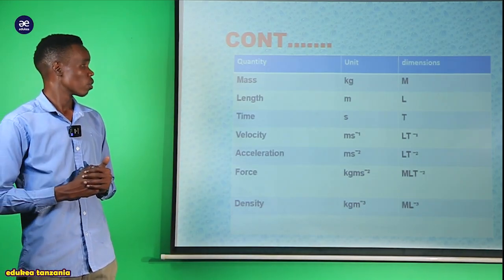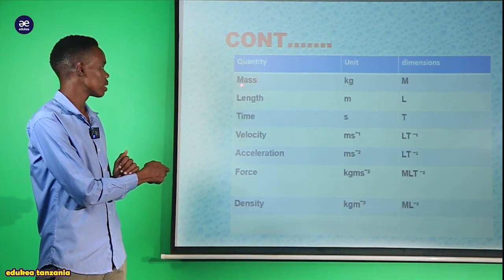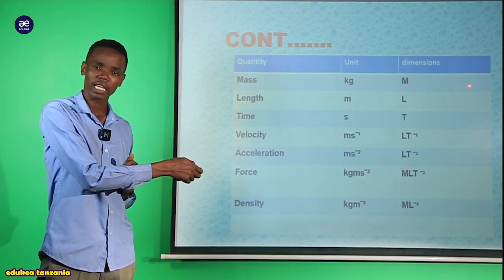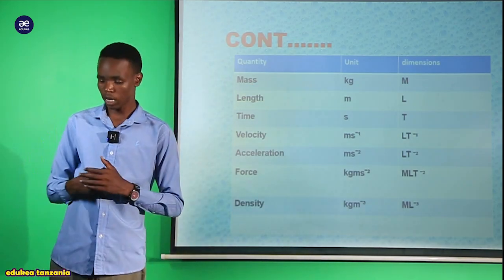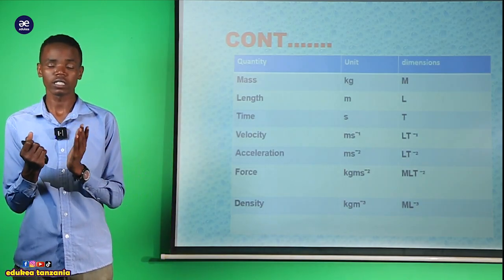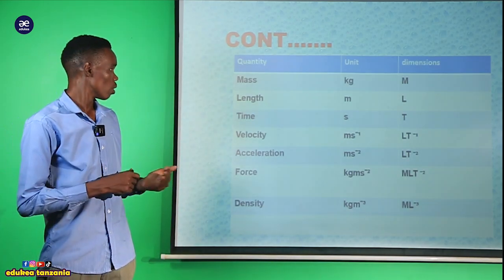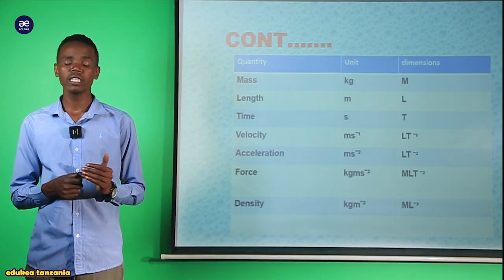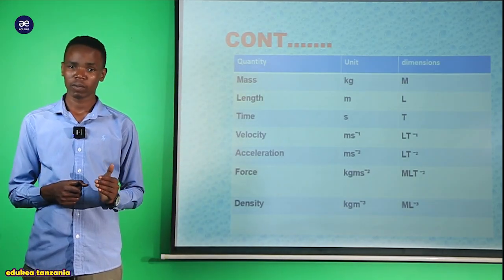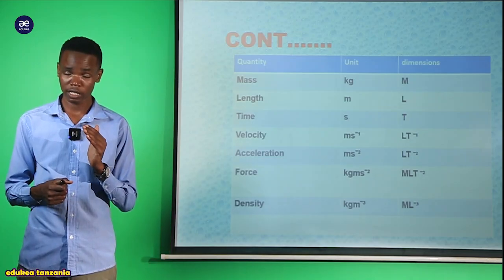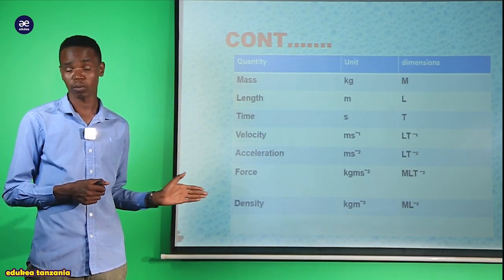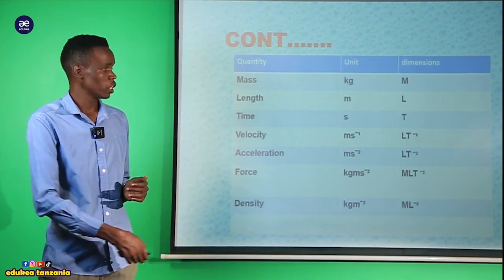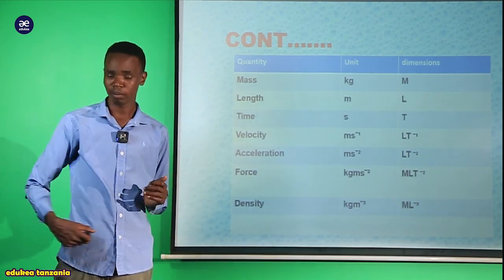Ni ngapi? Kwa tunachofanya, tuna introduce the curly bracket. Baada hapo, tuta express kwamba dimension ya mass itakuwa ni M, kama tunavyo observe here. This is the dimension of mass. Also, we have the length. Length, the unit of length is meter. Here there is no any problem. Kwenye hizi unit hazina shida. Shida ipo kwenye kutafuta hizi dimensions.